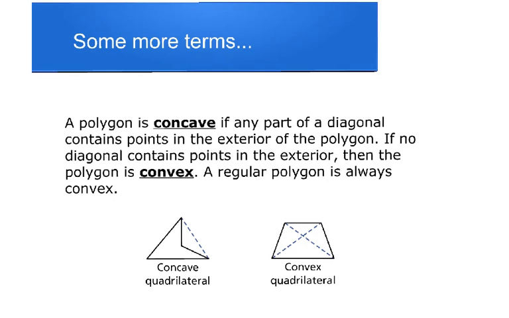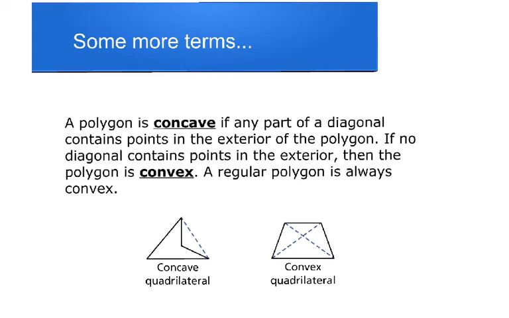Here are some more terms. This is about concave and convex. A polygon is concave if any part of a diagonal contains points in the exterior of the polygon. Okay, so look down here at this figure. This is how I'm going to explain what this definition means.